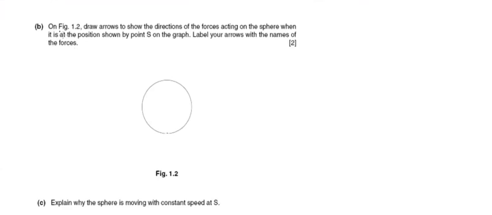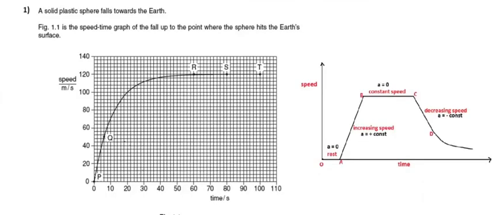Now the part B of the question. Here you can see on the figure 1.2, draw arrows to show the directions of the forces acting on the sphere when it is at the position shown by point S on the graph. Label your arrows with the names of the forces. So where is the point S on the graph? This is the point S, you can see here, where the speed is nothing but constant. So why is the speed constant? There must be forces acting on the object whose resultant should be equal to 0. That's why the acceleration is 0 and the speed is constant.